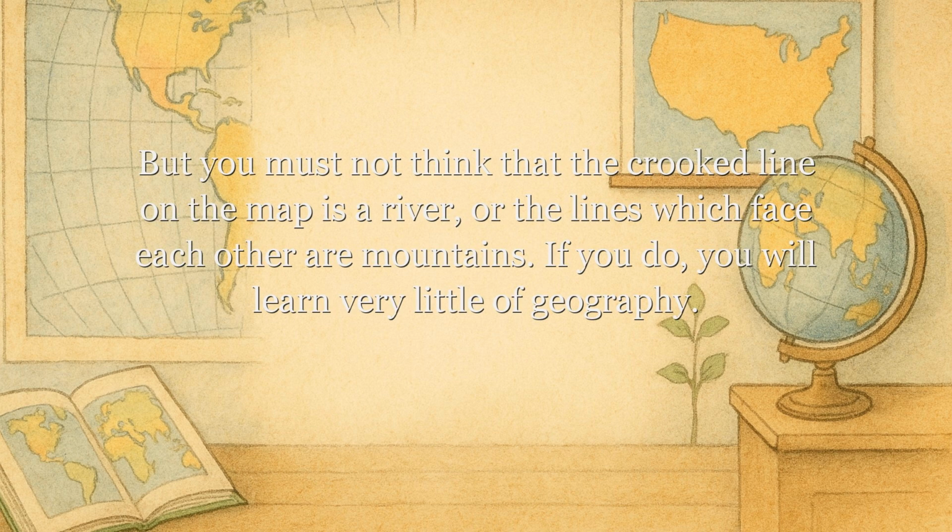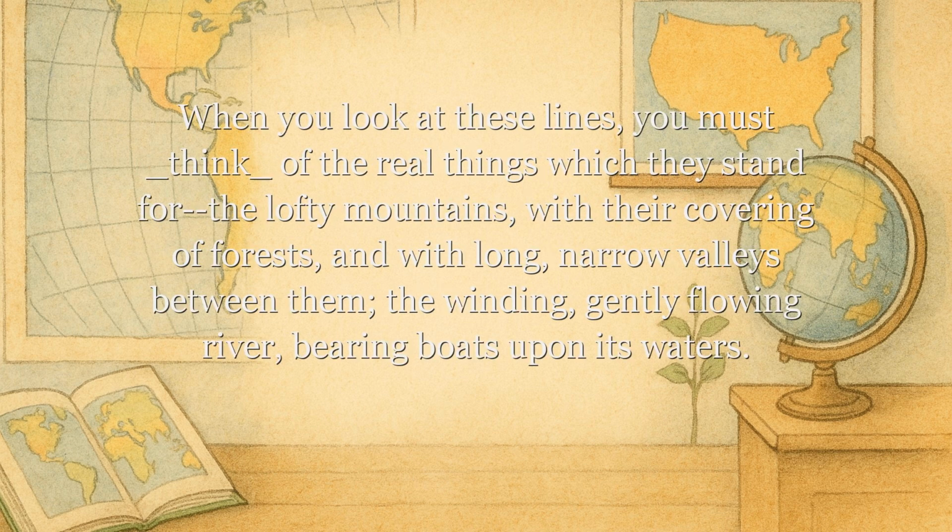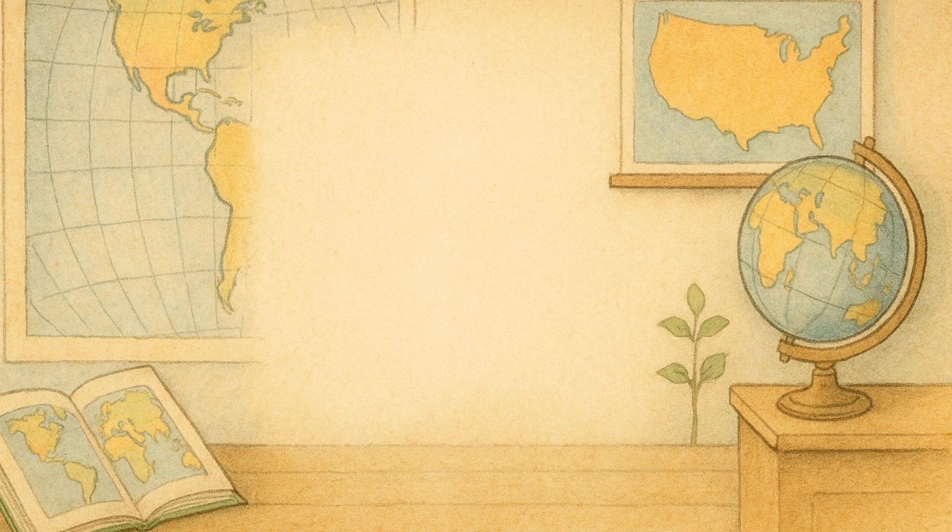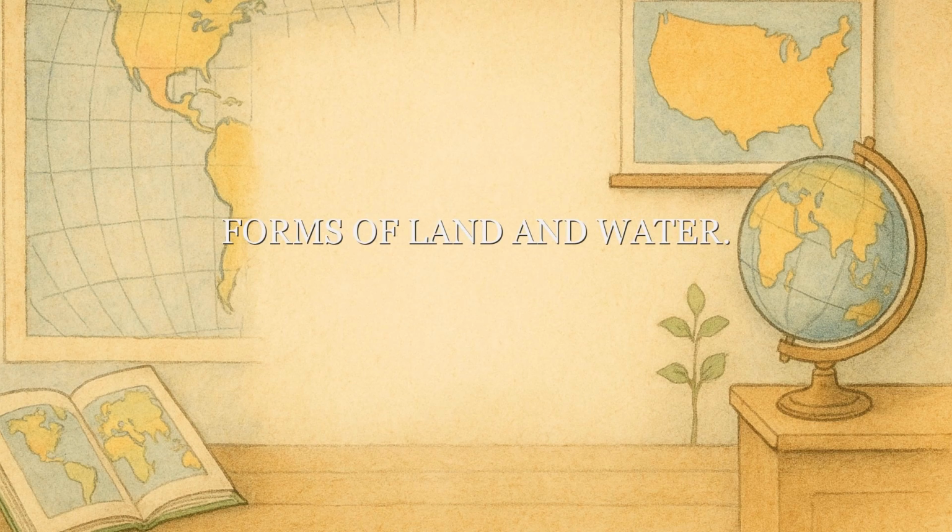But you must not think that the crooked line on the map is a river, or the lines which face each other are mountains. If you do, you will learn very little of geography. When you look at these lines, you must think of the real things which they stand for: the lofty mountains with their covering of forests and with long, narrow valleys between them, the winding, gently flowing river bearing boats upon its waters. Lesson XXV. Forms of Land and Water.